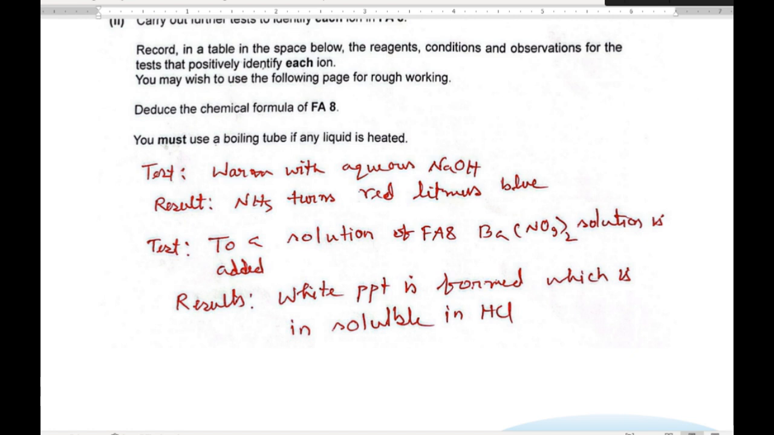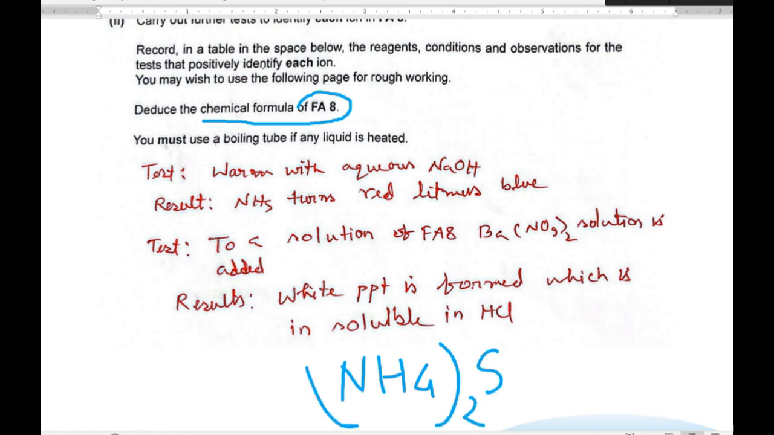Deduce the chemical formula of F8. F8 will be ammonium, you get the cation, and the anion is sulfate. So F8 is ammonium sulfate.